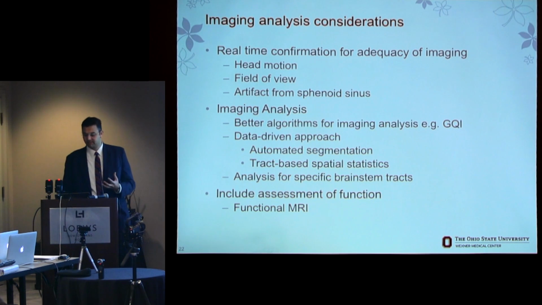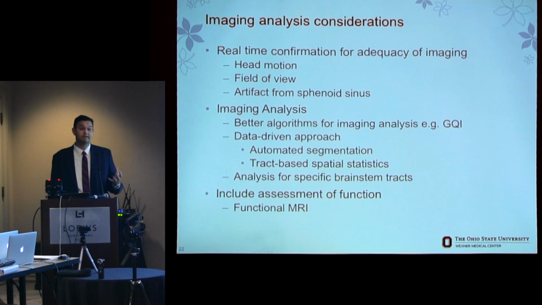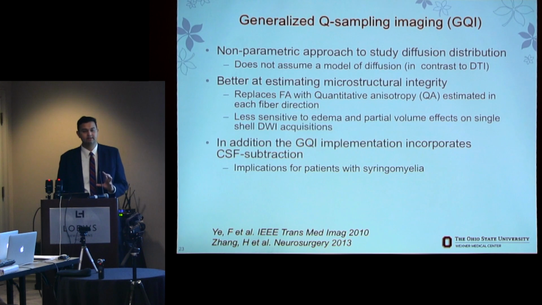For the imaging analysis, we could use more sophisticated algorithms today, including GQI, and use a data-driven approach where we completely back off and say, depending on the data that we have, are there truly differences between anterior and posterior brainstem compartments? How do we segment this part of the brain to really understand these microstructural changes? And then also include assessment of function. This is something that can be easily done in a protocol by adding 7 or 8 minutes of scan time to have functional MRI.